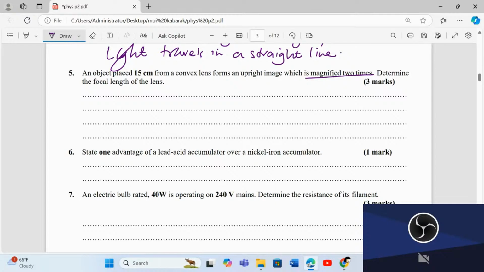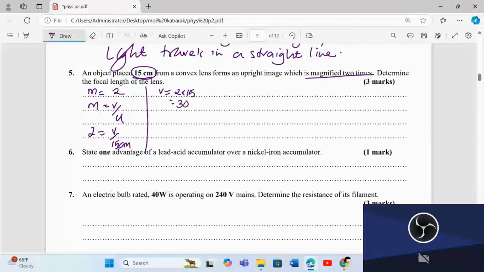In this case, you can analyze the question where you can say the magnification is 2. Then we know that M is given by V over U, and in this case, you can substitute where we'll be having our 2 is given by our V that we are looking for first over U, which is 15 centimeters. Then now we're going to get V as 2 times 15, you arrive at 30 centimeters.